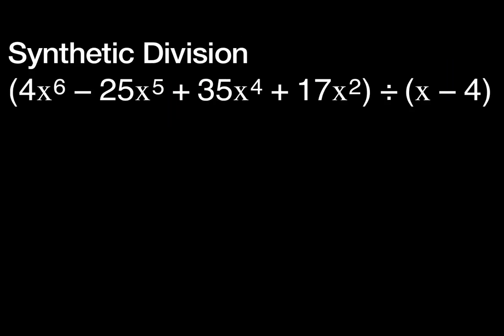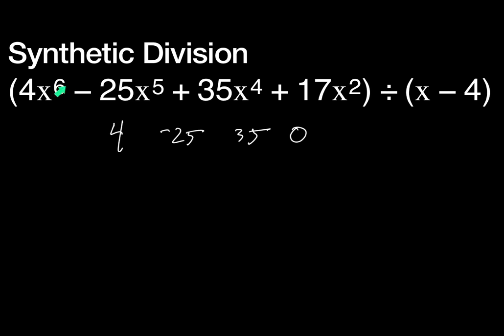So the next step is what's called synthetic division. If you can figure this out, it becomes a significant shortcut in the process. I write it in descending order, but I only write the coefficients. So my first coefficient there is 4. The next one is negative 25. The next one is positive 35. The next one is 0.